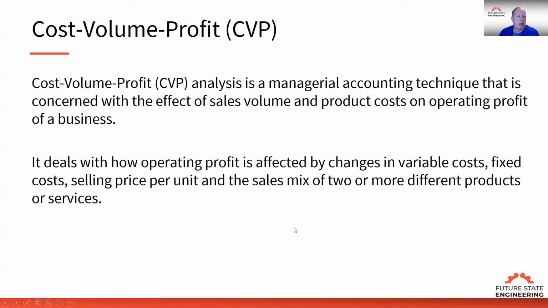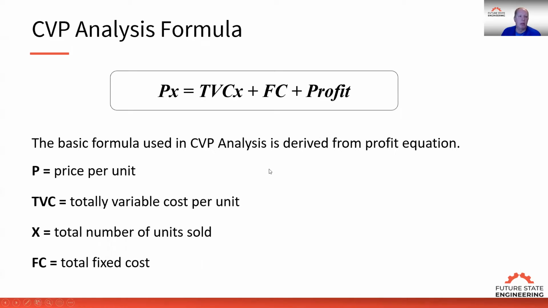So I want to look at cost, volume, profit analysis, and it's a managerial technique that's concerned about the effect of sales volume on product cost and operating profit of a business. And it deals with how changes in cost can affect the margin and how it can affect the profit for the company. So I want to look at a couple examples. So the basic formula for the cost, volume, profit is that price times the volume is equal to the variable cost times the volume plus the fixed cost plus profit.